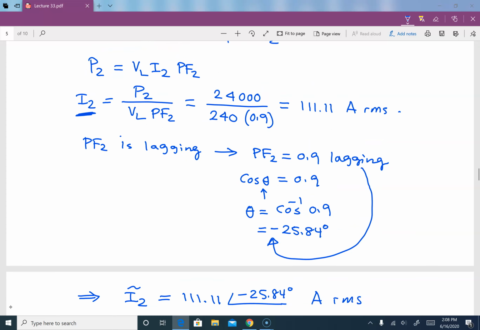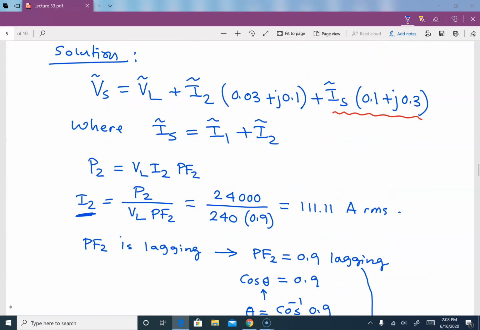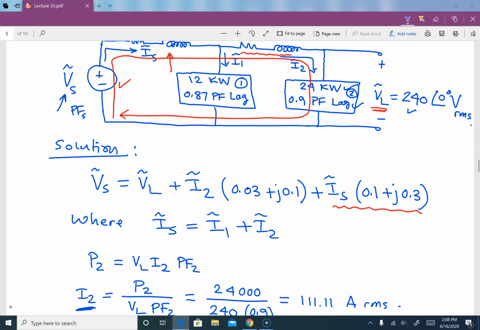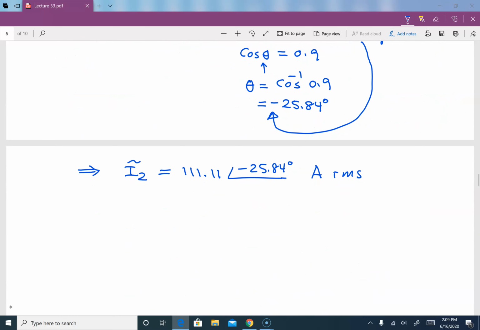Why did we take the whole power factor angle to be associated with the current in this case? Because our angle for the voltage is 0. The 0.9 power factor lagging is the cosine of the angle difference between voltage and current. So the angle of the voltage, which is 0, minus the angle of the current, which is negative 25.84, makes our power factor 0.9 lagging. So that is our I2.